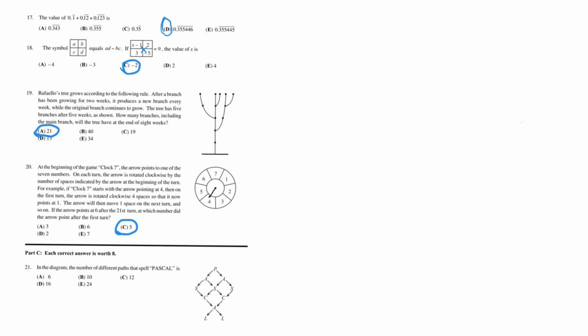Number 21: in the diagram, the number of different paths that spell Pascal is? From the P, we go to both A's, just one way each, one here, one here. To this S, only one way, P-A-S. To the second, middle S, there will be two ways, from left to right. The right side S is only one way.